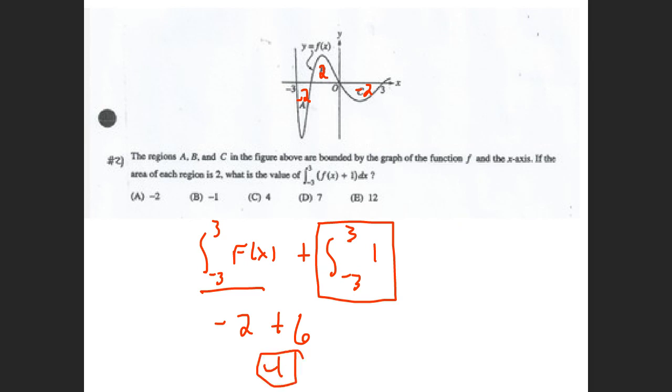Done. Pretty awesome problem. Really gets a lot of things across in that problem. Knowing that area underneath the curve would be negative, area above the x-axis is positive, the area of a constant is just going to be 6 on this one. It's a good problem. All right.